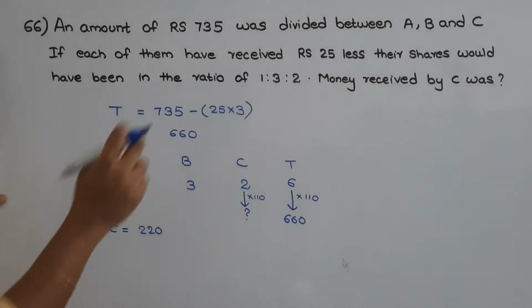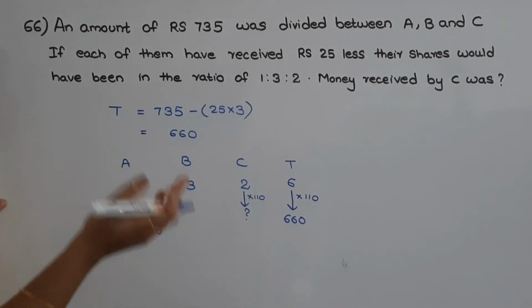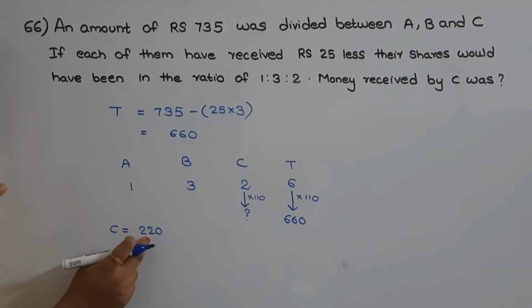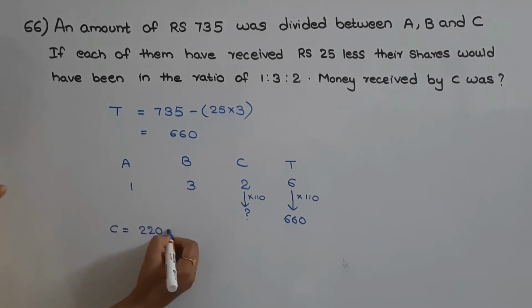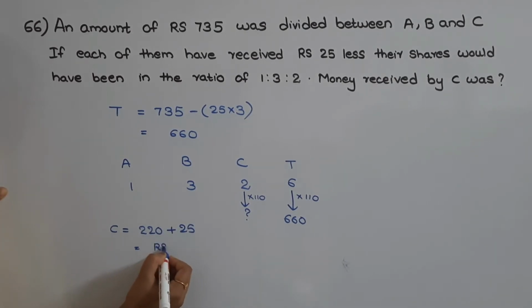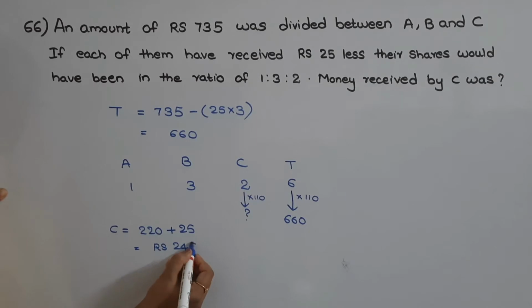But we need to find out the money received by C originally. So that will be 25 more than this value. That is 220 plus 25, which is equal to rupees 245. So this is the answer.